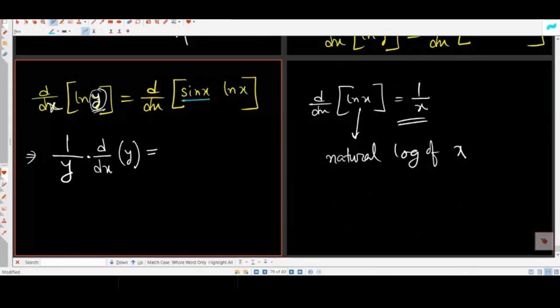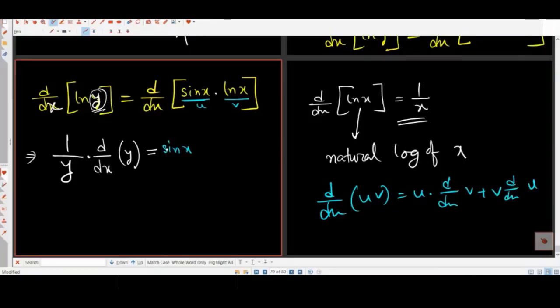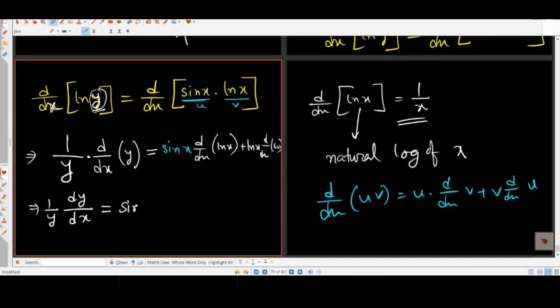On right side, we have u and v. So again, d dx of u times v is u d dx of v plus v d dx of u. So first sine x d dx of natural log of x plus natural log of x d dx of sine x. So 1 over y d dx of y. Previously we have seen that d dx of y is nothing but dy dx. So on right side we have sine x d dx of natural log of x.